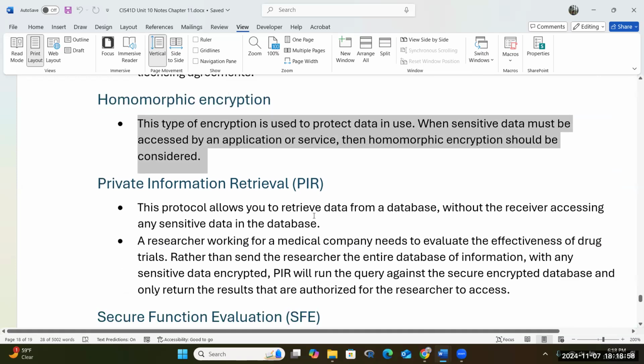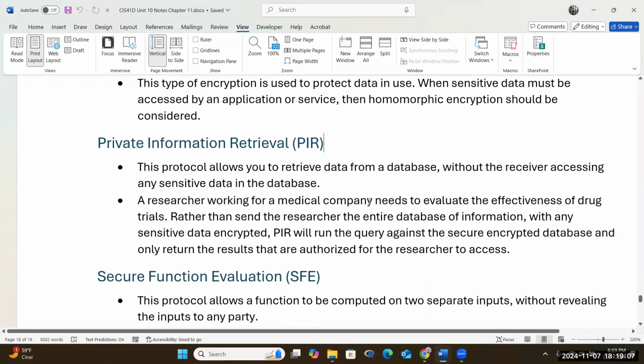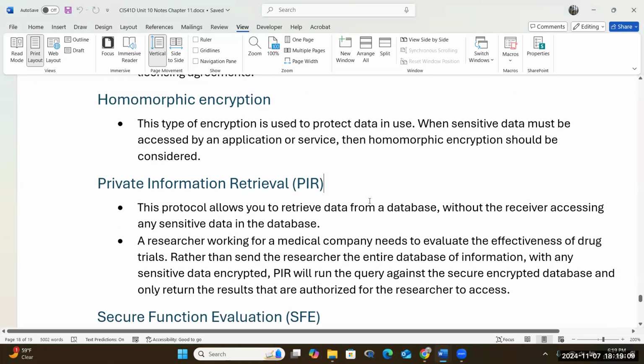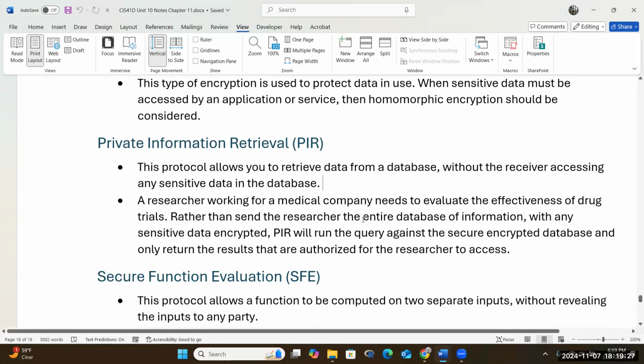And then the next part is going to address some of the cryptography protocols that are used for this area of your infrastructure solution. If you're using a database when you're retrieving data, you can use private information retrieval, your PIR. This allows you to access sensitive data in the database. So this can be implemented if you have a database that contains sensitive data.